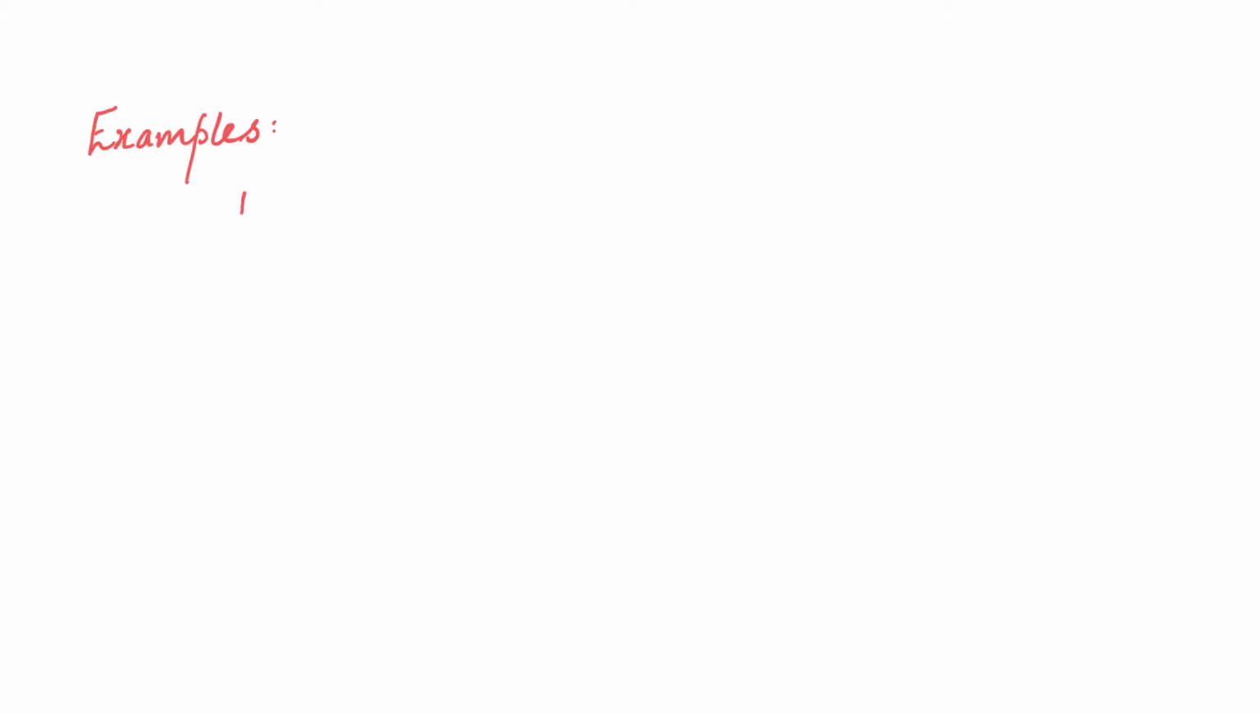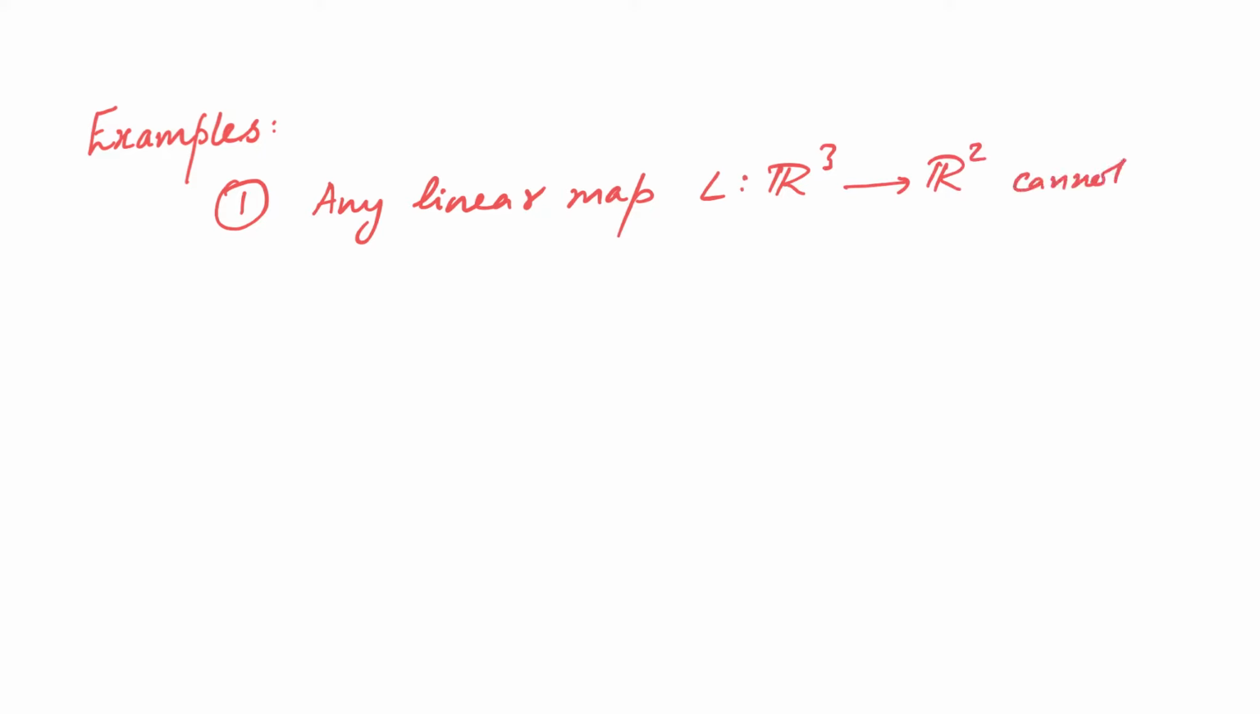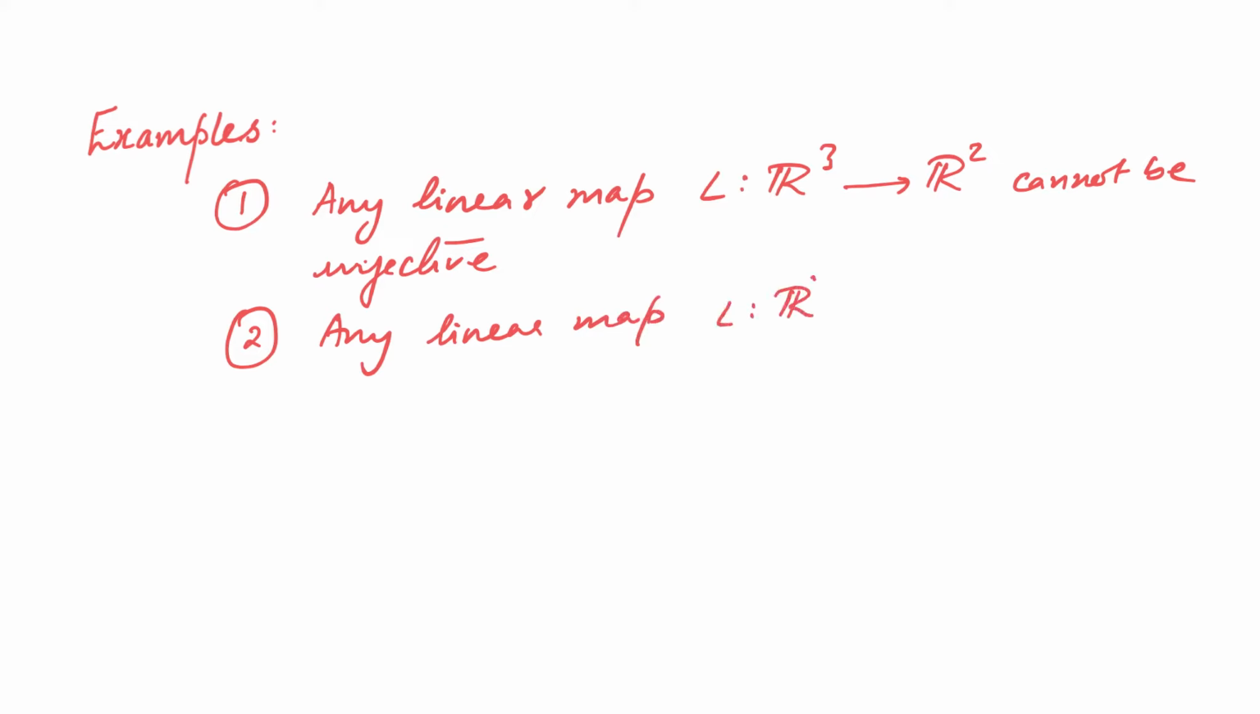As a consequence of this result, notice that any linear map L from R3 to R2 cannot be injective. Or more generally, notice that any linear map from Rm to Rn cannot be injective if m is greater than n.